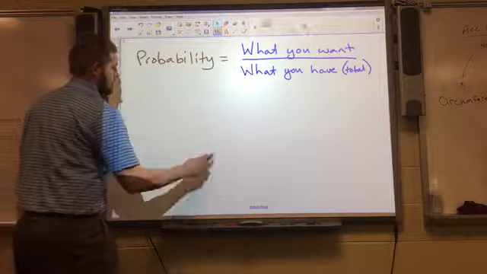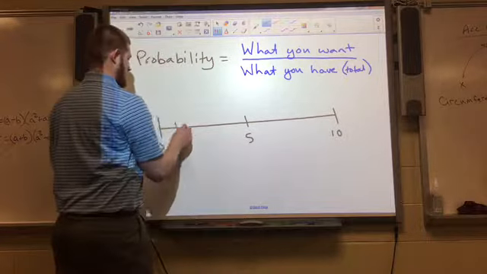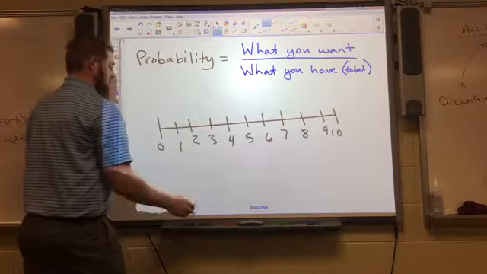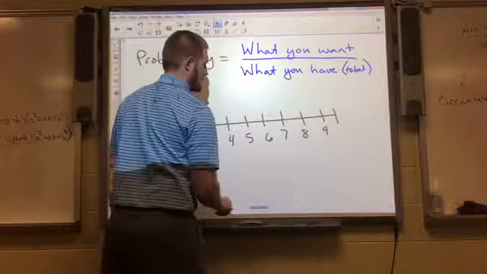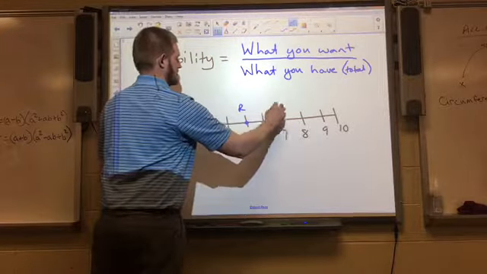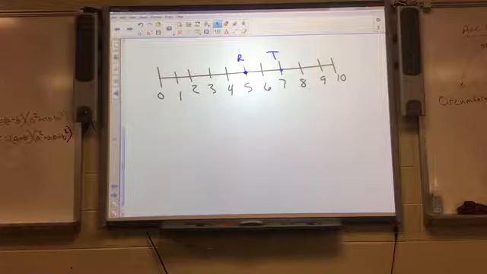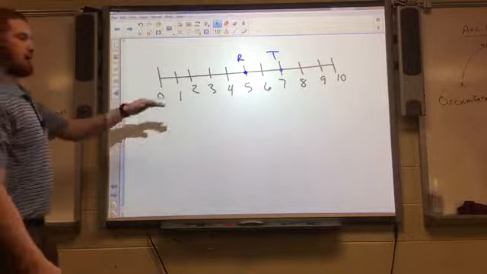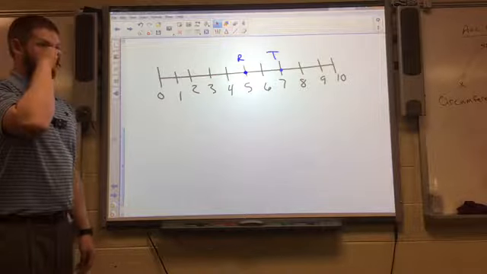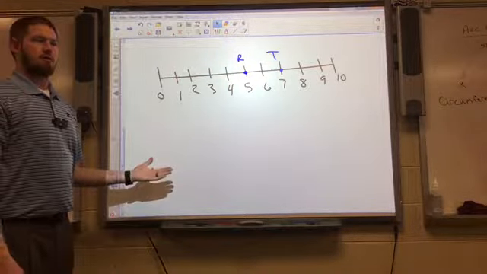One real quick problem here. If there's a number line from 0 to 10, and I just want to bring this up because there has been some confusion on exactly what this looks like. Let's say I have a segment here, RT. I want to know what's the probability that if I walk up here, maybe blindfolded or shut my eyes, and touch a point on this line, that it ends up on segment RT? Sometimes it's easy to look at and get, but we're getting different answers. This is where it gets challenging.